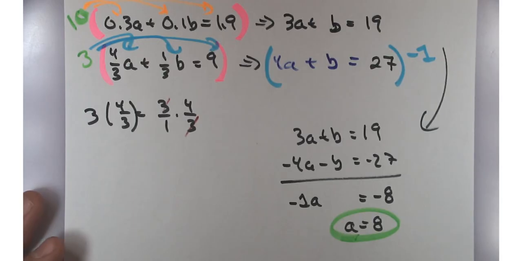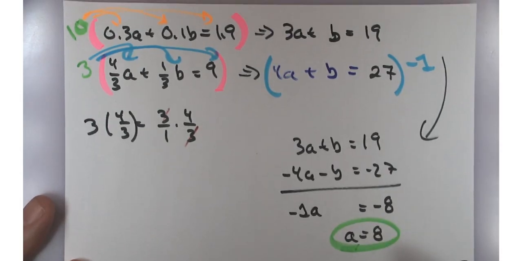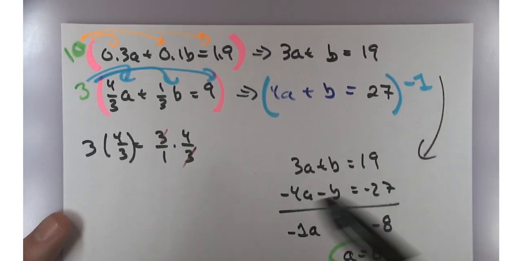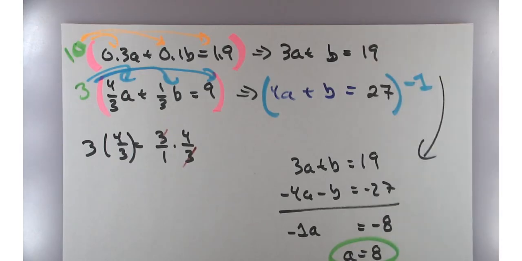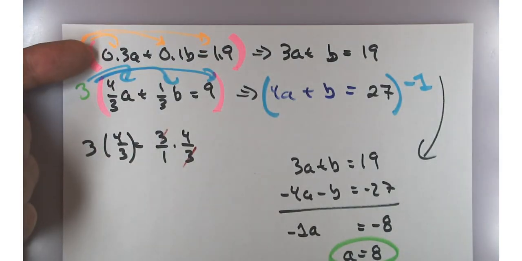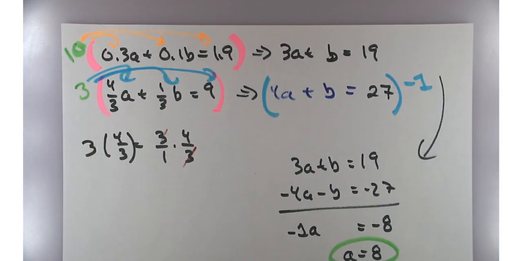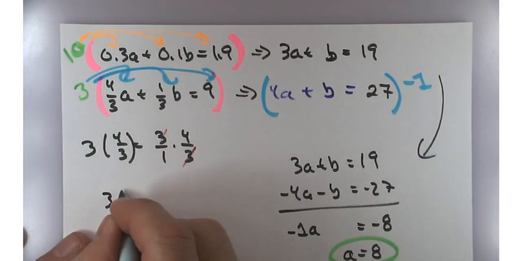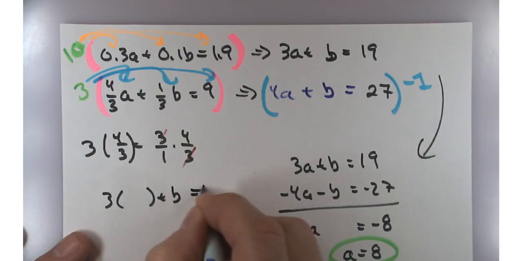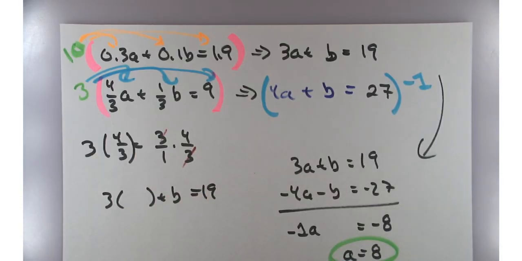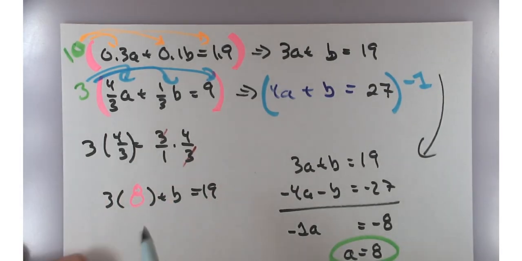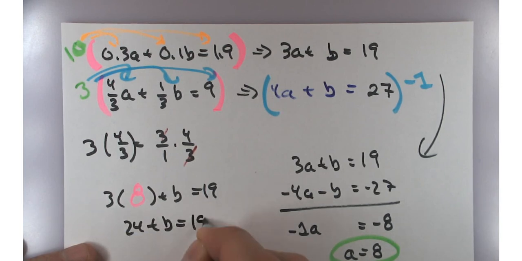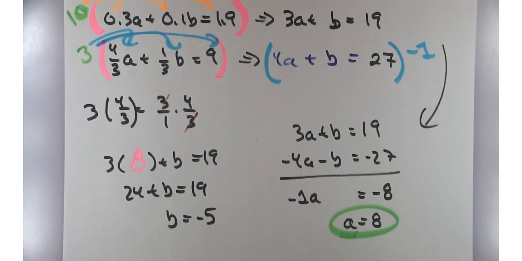You plug a into any of the equations. Yeah, you plug into any of the equations. It could be this one, this one, this one, this one. Any of those 4. Personally, I would pick one of these. I mean, technically, I guess you should probably put it back in the original one, but that looks like it's a little bit more work than most people are going to do. So let's plug it in this one. 3 times 8 plus b equals 19. So it's going to be 24 plus b equals 19. B equals negative 5. Great.